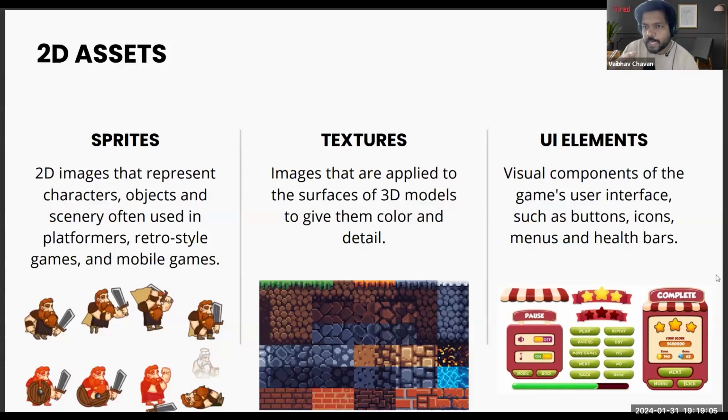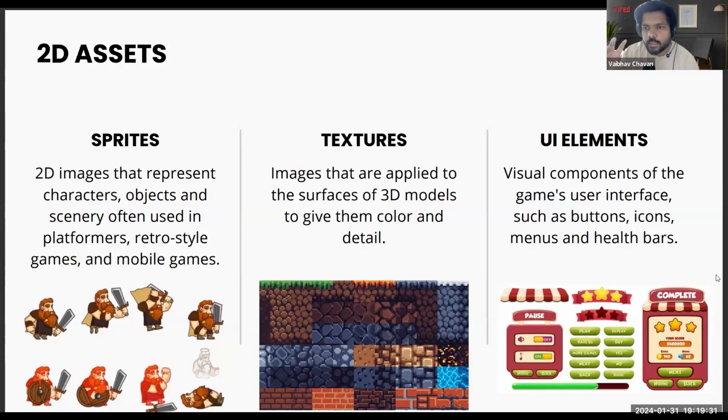So these are sprites, and we make sprite sheets to make it more optimized, to make it easier for the engine to just call that sequence as an animation, and then you can use it in the game. So these are sprites. The second type is textures. Now textures can be used in a 2D game as well as in a 3D game.